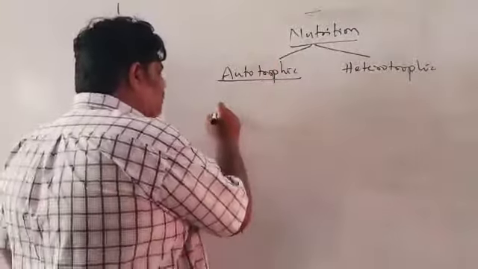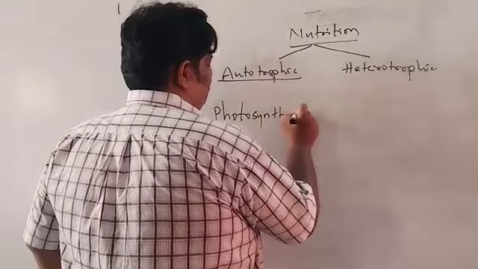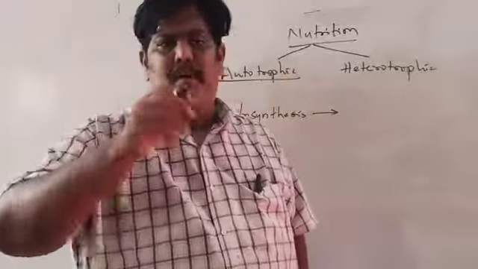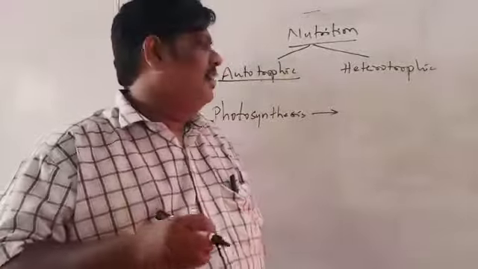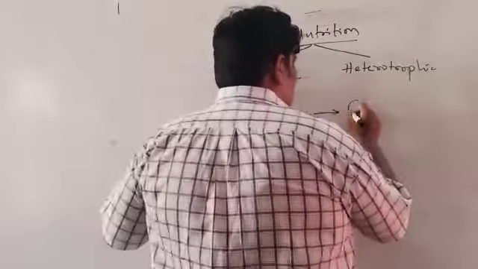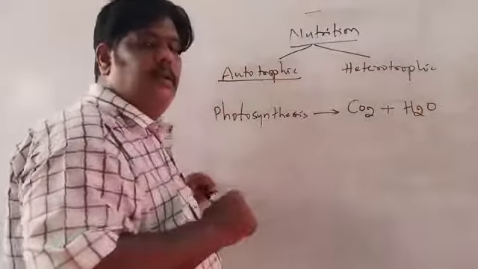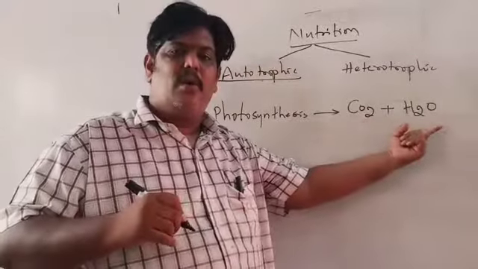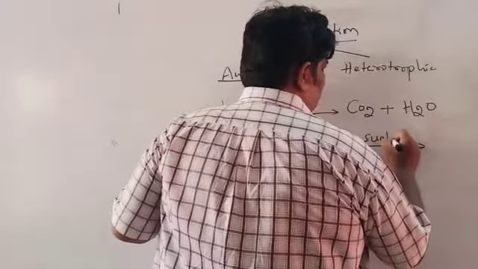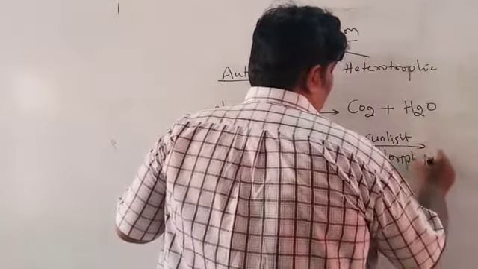So what is photosynthesis? How can you define it? Listen to me very carefully. Plants prepare their own food material by utilizing carbon dioxide and water, and they take the help of sunlight and also the help of the chlorophyll which is present in chloroplasts.